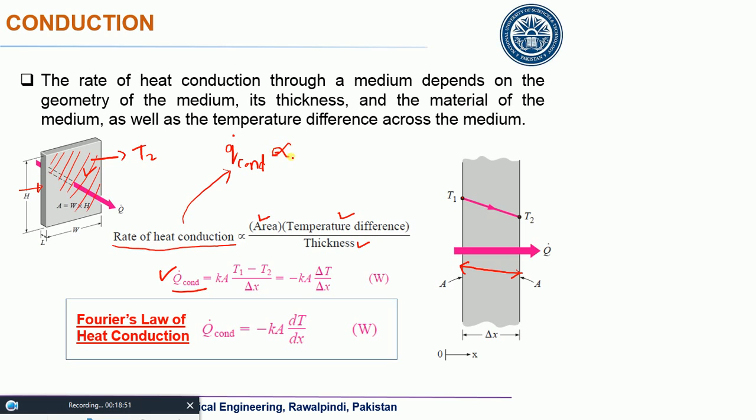Q dot conduction is directly proportional to area. Which area? Not the cross sectional area, by the way, this area, and this area is normal to the direction of heat flow. Then he determined that Q conduction is also directly proportional to delta T, which is basically T1 minus T2.